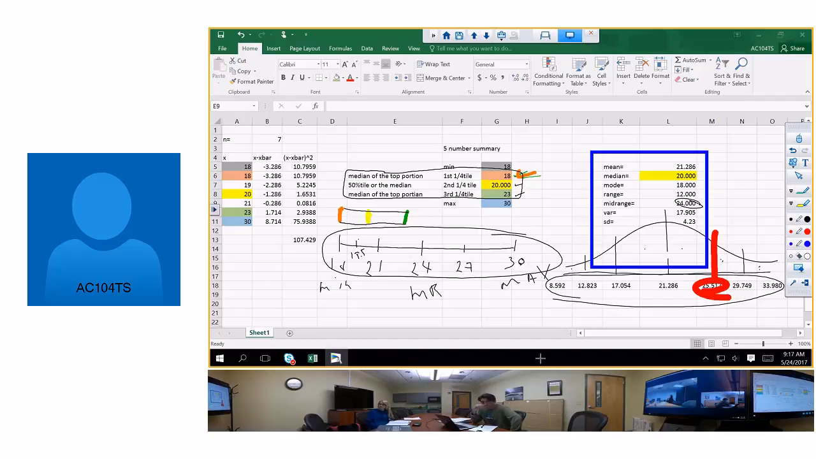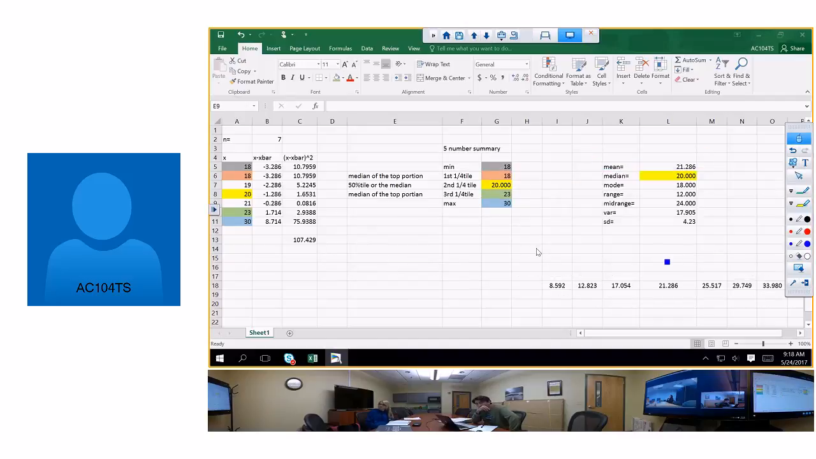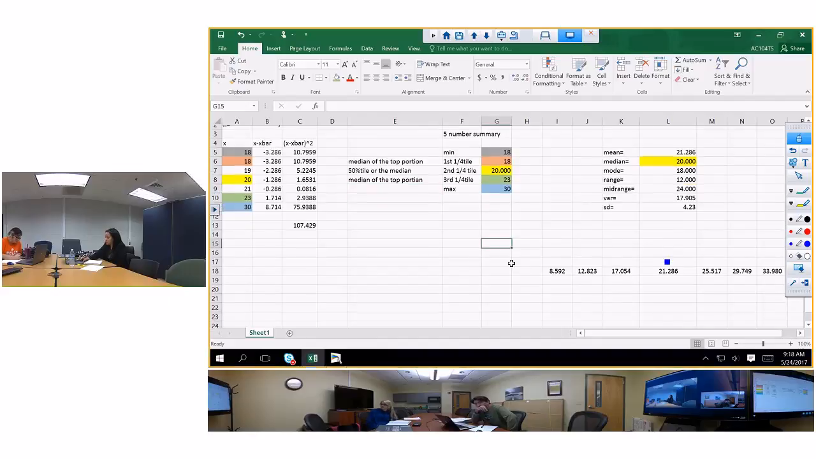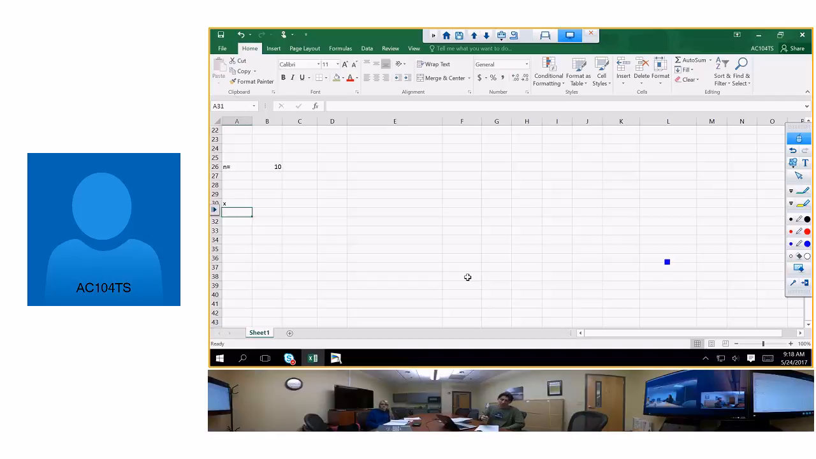So the first thing I got to do is get rid of all this mess and move the mouse. There we go. And we're going to go with n is equal to 10. And then I'm going to use x. And we're going to say these are days out of the year that, I don't know, I'm just going to make up something.